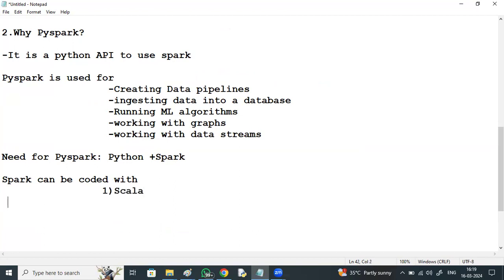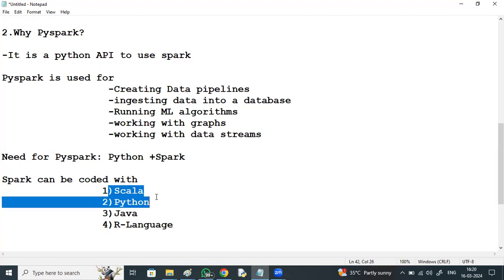Scala language. Spark can be coded with Scala, Python, Java, and R. So it supports multiple languages, where you can code. The most preferred languages are Scala and Python. When Spark was introduced, all the implementations were done using the Scala language.